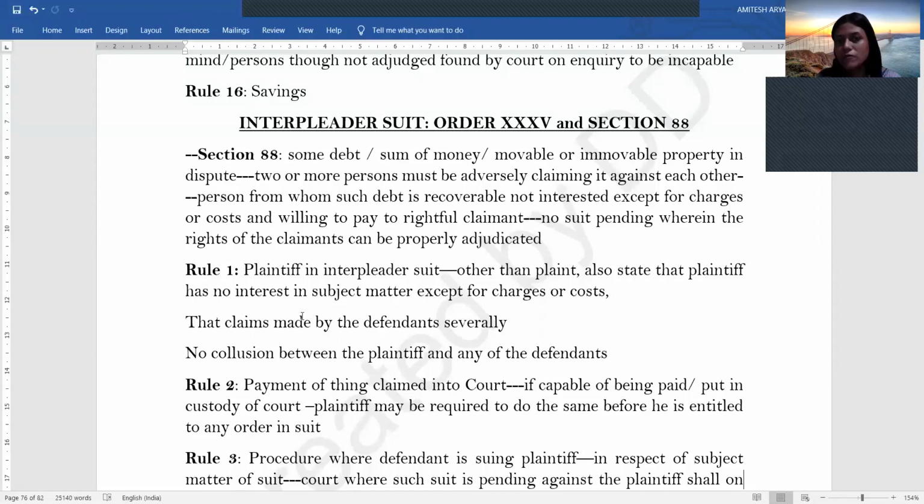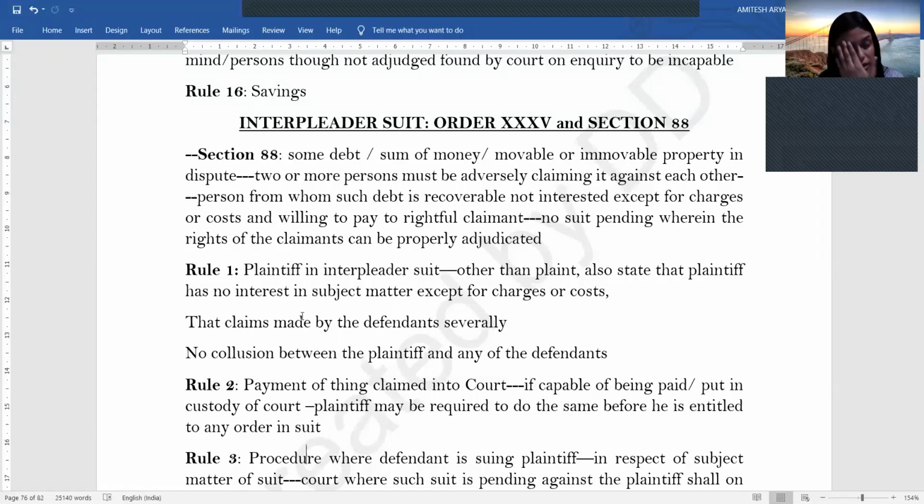So there should be a sum of money, etc. Two persons must be adversely claiming, and this person is not at all interested in who gets it. He's only interested in the charge of the cost, and he wants to pay the money. There is no suit pending wherein the rights of the claimants can be properly adjudicated. So now let us see what is there under Order 35.